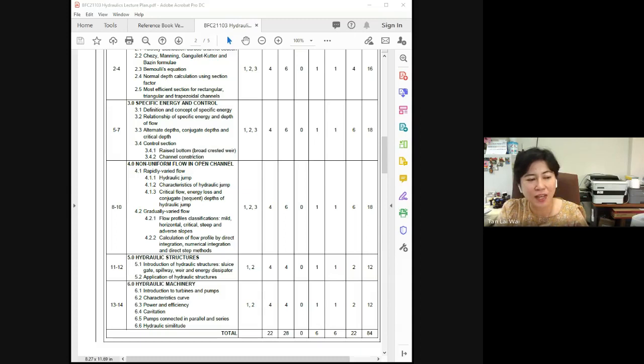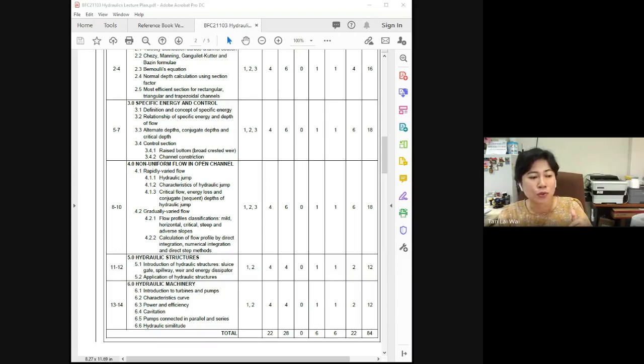And then chapter 6, we have to learn about hydraulic machines. We have to learn about two machines, which are the pump and turbine. Apart from that, we also learn about hydraulic similitude. I think you have also learned some similarity analysis in your fluid mechanics, where you use Rayleigh and also the Buckingham Pi theorem to do some similarity analysis. We touch a bit on that in hydraulic similarity as well.